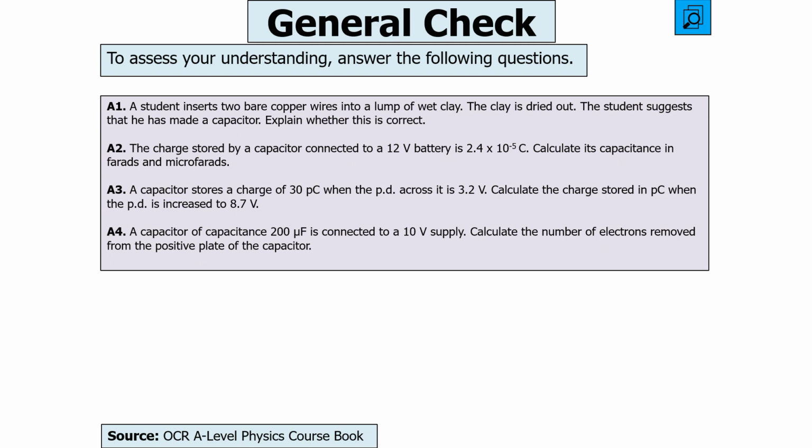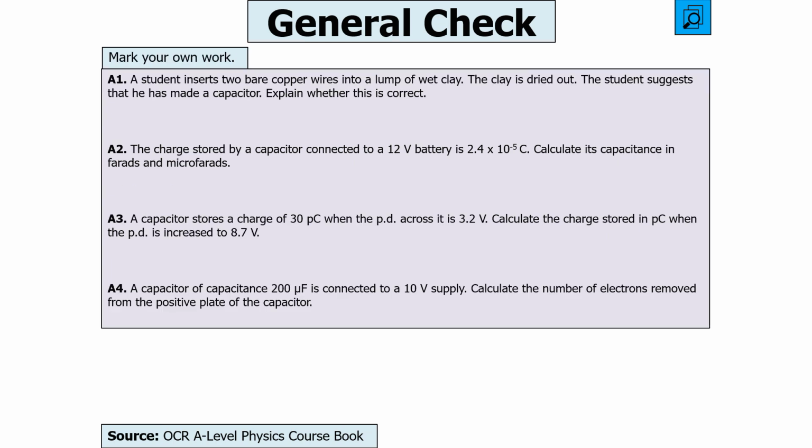The next question says, the charge stored by a capacitor connected to a 12 volt battery is 2.4 times 10 to the minus 5 coulombs. Calculate its capacitance in farads and then microfarads. A capacitor stores a charge of 30 picocoulombs when the potential difference across it is 3.2 volts. Calculate the charge stored in picocoulombs when the PD is increased to 8.7 volts. Then a capacitor of capacitance 200 microfarads is connected to a 10 volt supply. Calculate the number of electrons removed from the positive plate of the capacitor. So pause the video now, then unpause the video when you want to go through your answer.